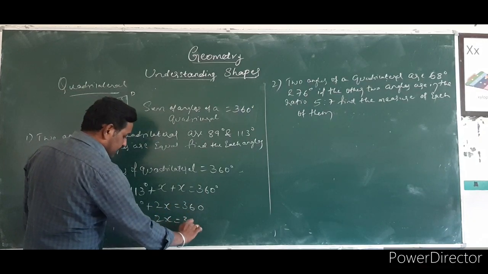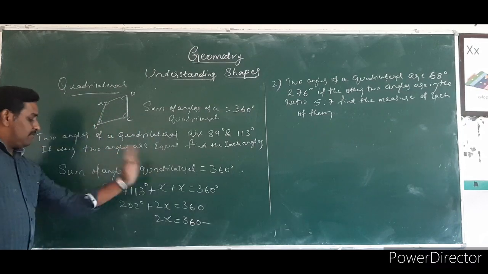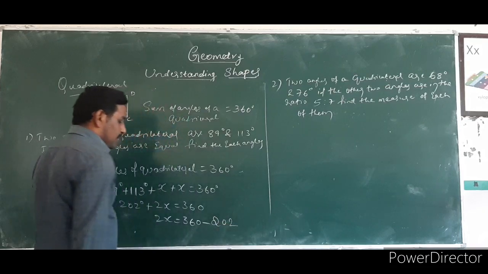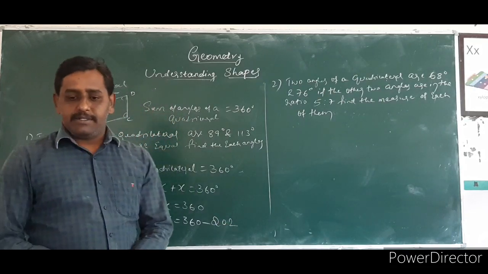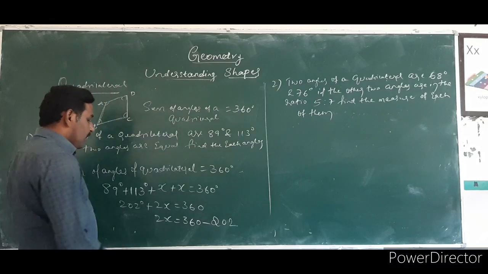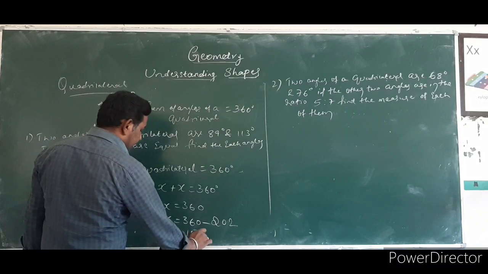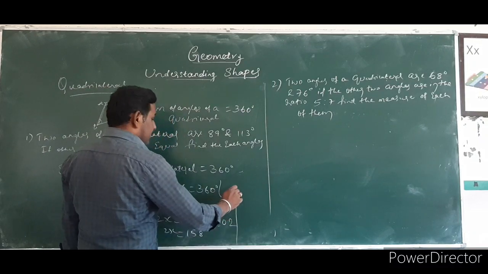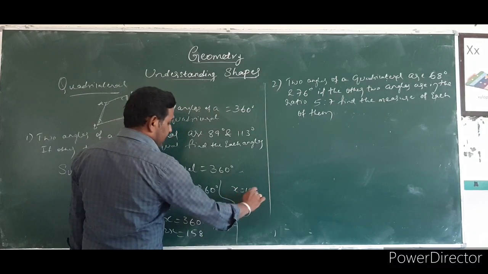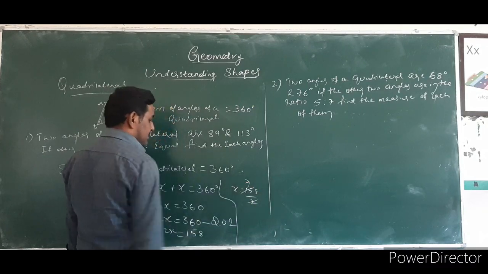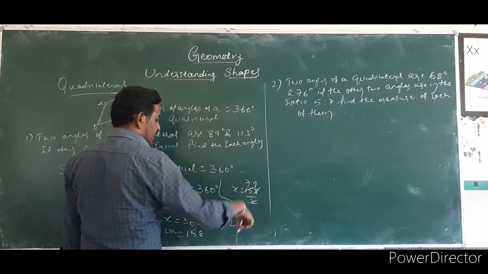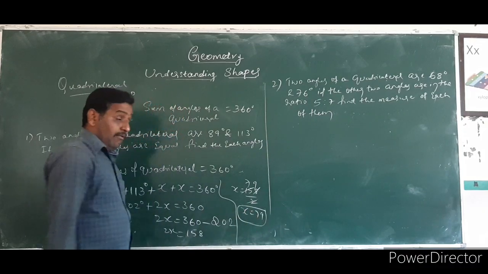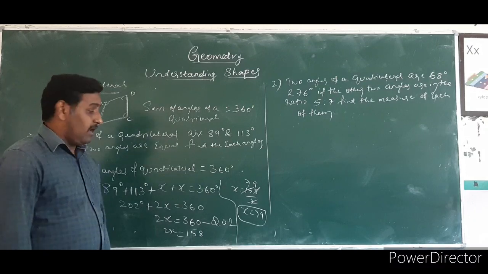2x is equal to 360 degrees minus 202. The 202 goes to the other side, so you get 2x equals 158. That is, x is equal to 158 divided by 2. What is the value of the other two angles of the quadrilateral?